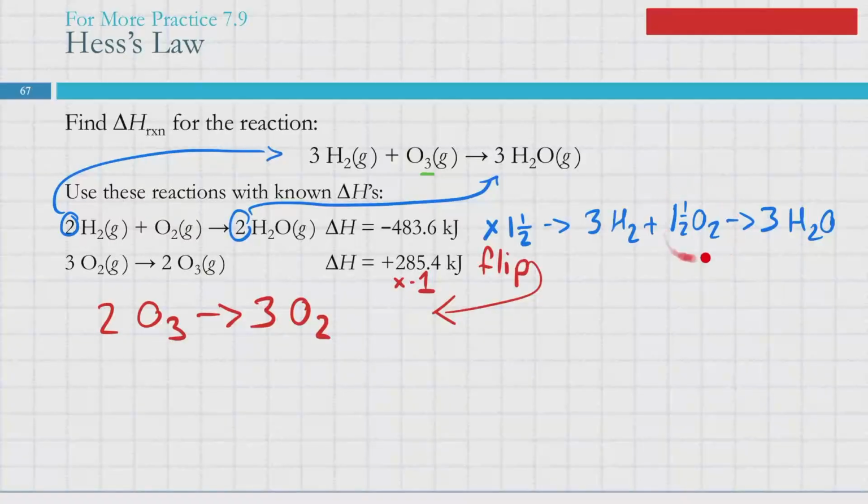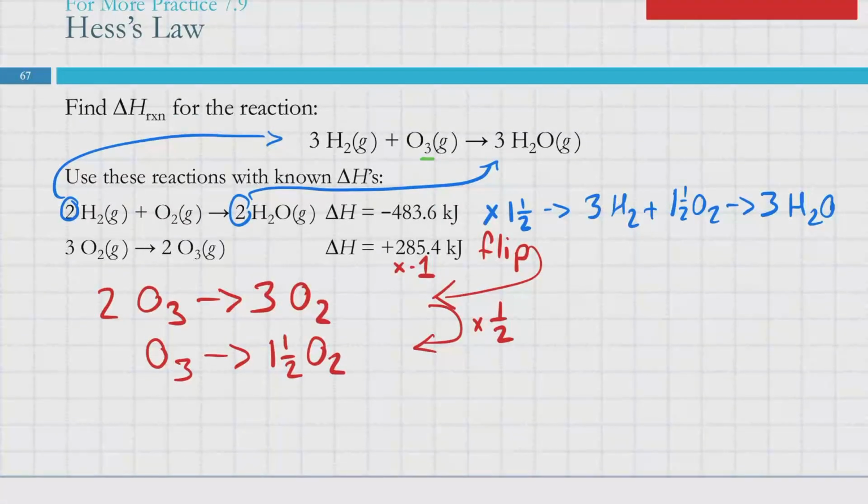So from our changed first reaction, we have O2 on the left side. From our changed second reaction, we've got O2 on the right side. We've got 3O2 in our second reaction. We've got 1.5 O2 in our first reaction. Our coefficients on H2 and H2O are correct in our first one, so that means we're going to adjust our second reaction to get the 3O2 to match the 1.5 O2. So we're going to flip it. We're also going to multiply it 1/2. So we'll have O3, which is ozone, going to 1.5 O2, and then we'll add these together.